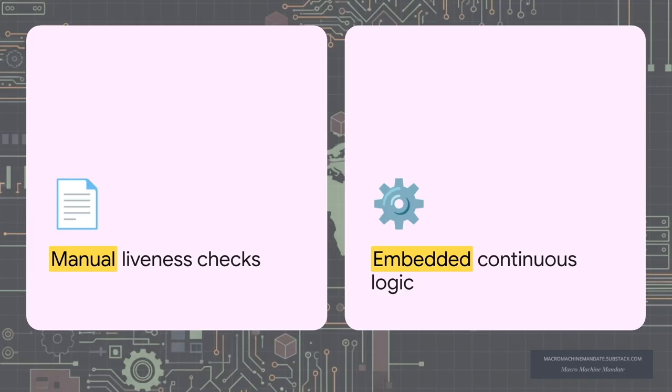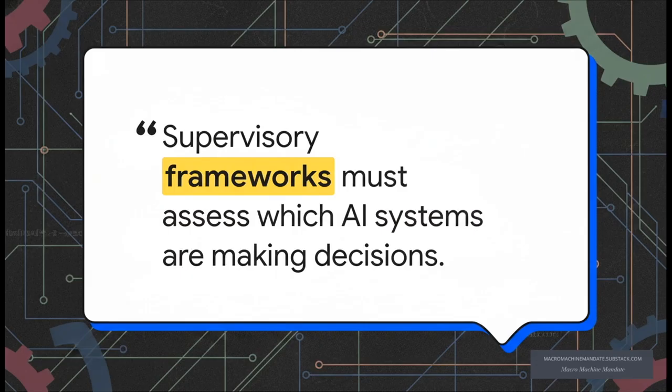Machine-native execution requires a totally different approach. We're talking machine-addressable accounts, embedded compliance logic, and continuous automated verification. And regulators definitely see this coming.